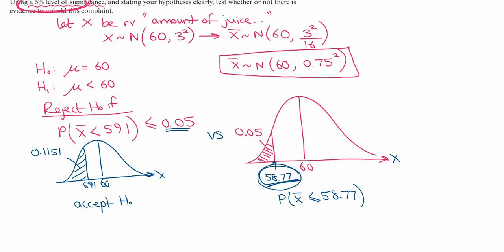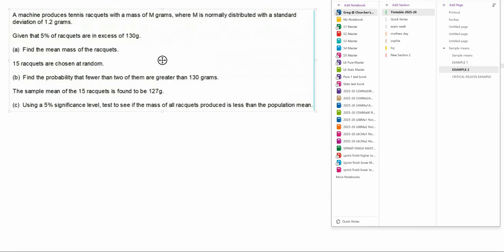I'm going to save time in the video, but please do write it. So there's insignificant evidence or a lack of evidence to suggest that the company is understating the mean value of juicing contents. And there we have it. So let's have a look at another one. We've got two more examples.